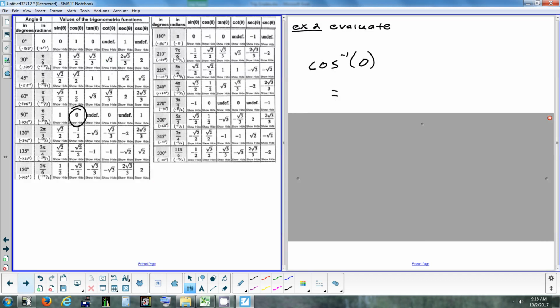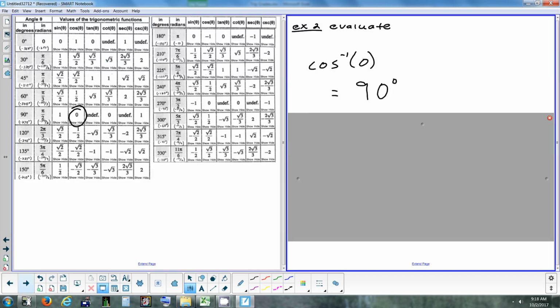Technically, if I find an answer that works, I can keep looking to find it a second time. But you're only going to have one answer that works. So if you find that answer right away, you don't really have to keep looking. So Katie, using our table, what would be the inverse cosine of 0? 90. Yeah, it would be 90. Any questions on that one?